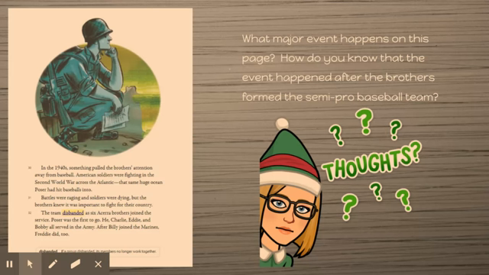It doesn't give me a specific year because I'm sure the brothers all joined at different times. So maybe Poser joined in 1940 and then Charlie joined in 1941. So we don't know the exact years, but we do know that it was after they made the baseball team.